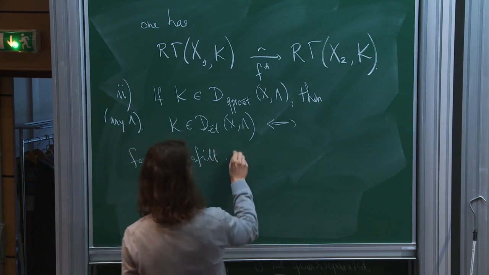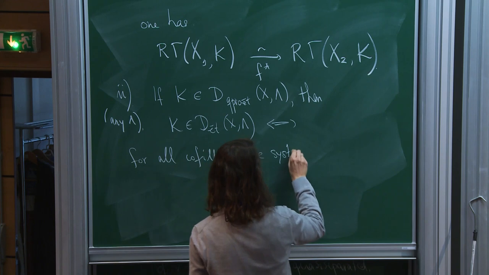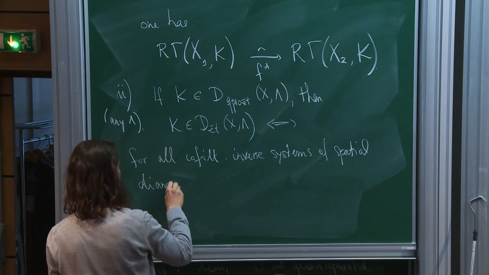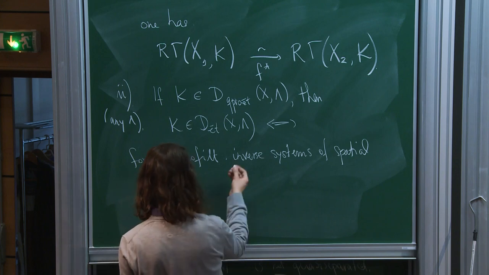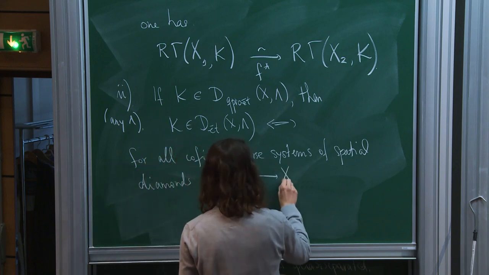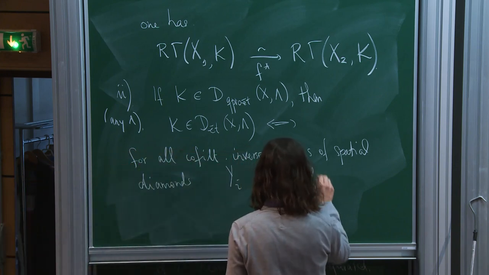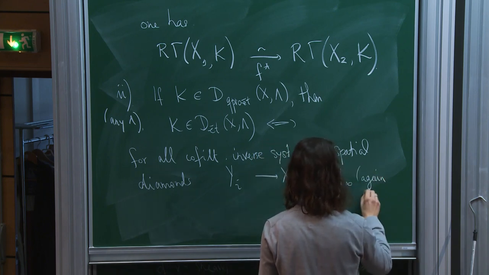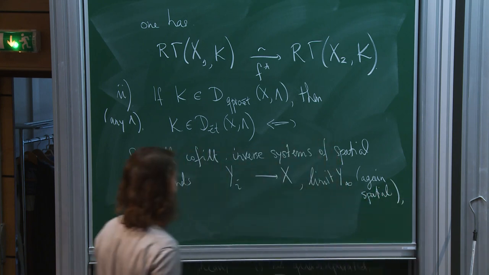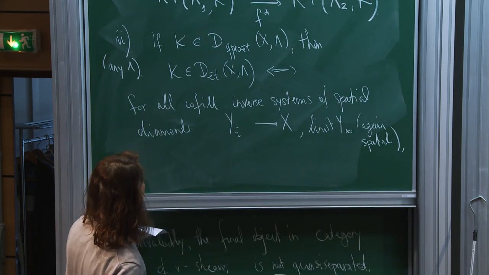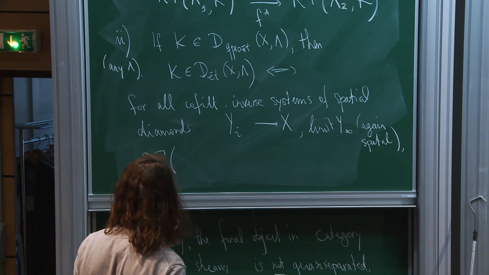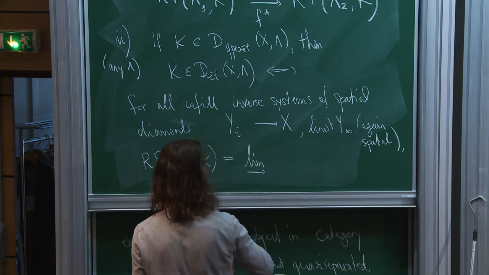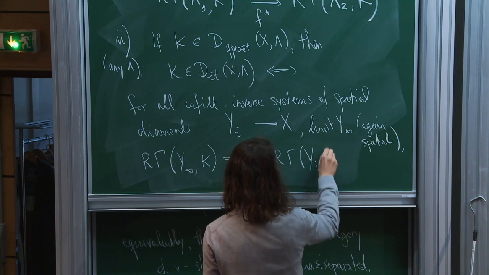So if and only if, for all filtered inverse systems of spatial diamonds, let's call them Y_i mapping to X, and the limit Y infinity, which is again spatial, the value on Y infinity of K is just a direct limit of the values on the Y_i's.